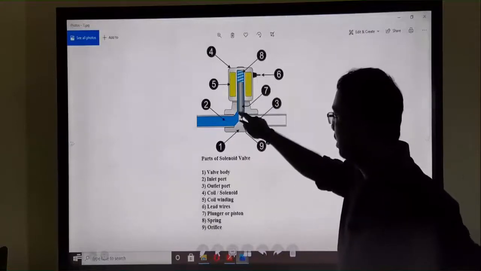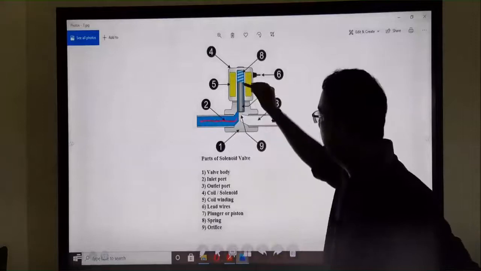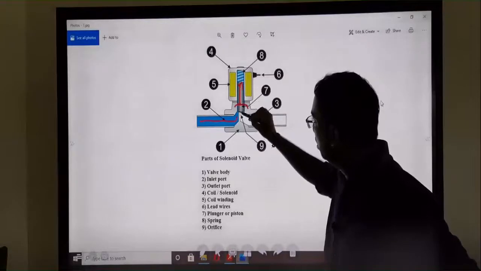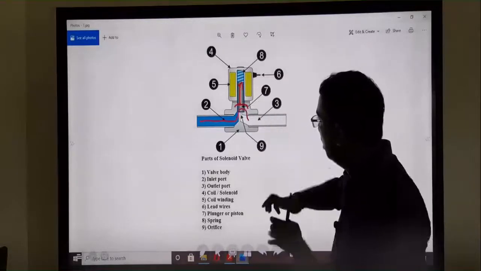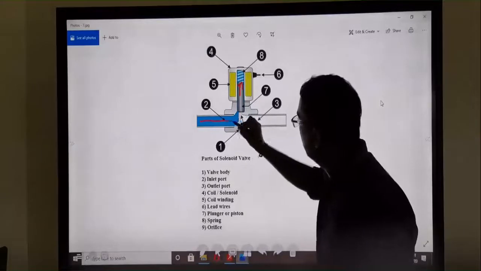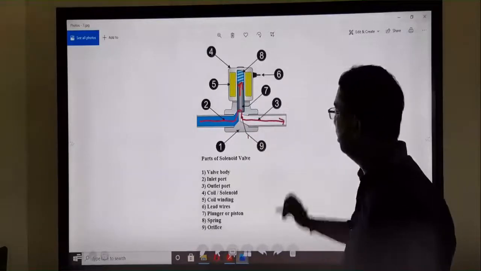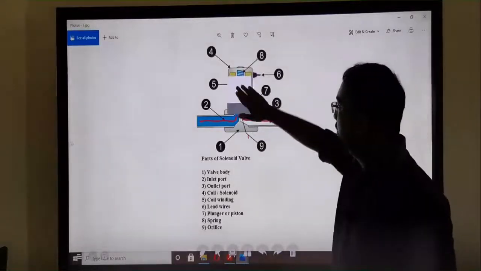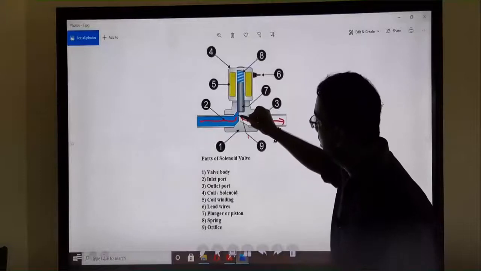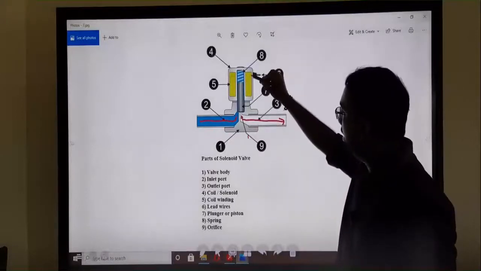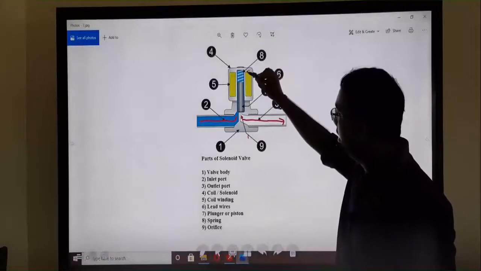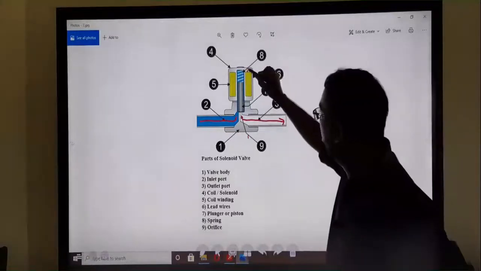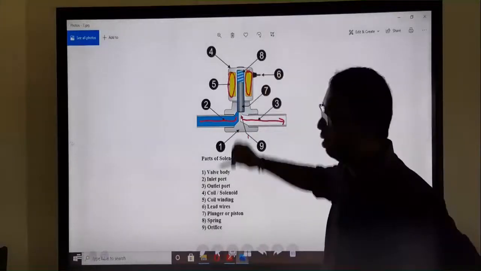Now this piston closes this path. When this piston moves upwards, there is a cavity, so the fuel comes like this, and at that time this way is open. How does this type of function happen? When this electrical current flows, this coil winding is energized. These two coil windings are energized.